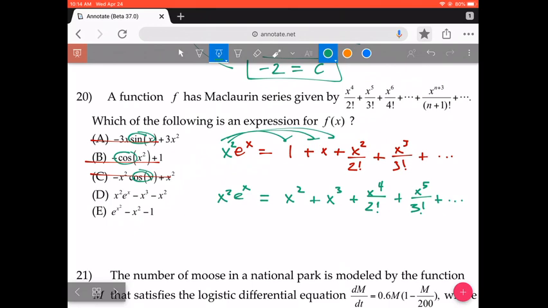Okay, so now I have this right here. Now if I look at my original given Maclaurin series, it starts at x to the 4th over 2 factorial. That starts right here, so I want to cut this right here. If I want to move these two over, I would subtract them. And that's why we have this right here: minus x cubed minus x squared. So this one's going to be D.